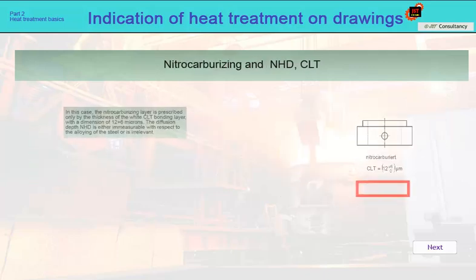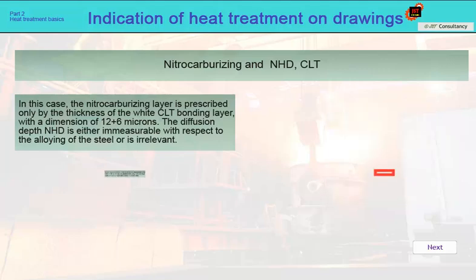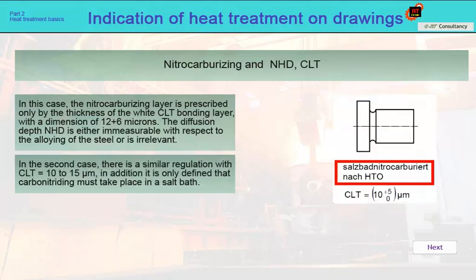In this case, it is nitrocarburizing, where only a compound layer with a thickness of 12 plus 6 microns is required. The diffusion depth defined over NHD is either immeasurable with respect to steel alloying or irrelevant with respect to purpose. In the second case, it is a similar regulation. It is only defined that nitrocarburizing must take place in a salt bath.